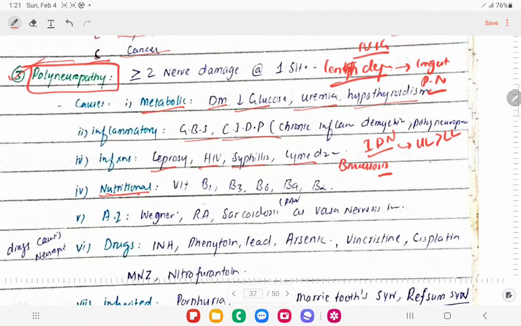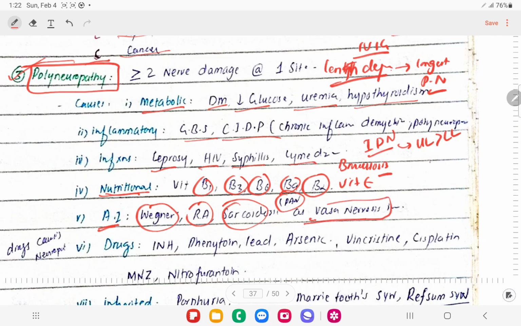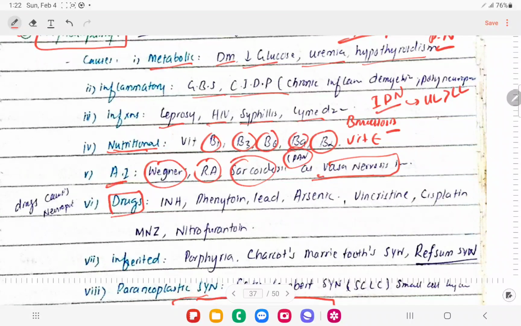If we talk about nutritional causes, so B1, B3, B6, B9, B12, right? Along with that, vitamin E. So these are the important causes of nutritional polyneuropathies. If a patient has deficiency of these vitamins, the patient is going to develop polyneuropathy. Another cause is autoimmune. So Wegener's granulomatosis, rheumatoid arthritis, sarcoidosis, right? Polyarteritis nodosa, right? All of these conditions are going to affect the vasa nervorum, and that's how they're going to cause polyneuropathy. Next, we have drugs like isoniazid.